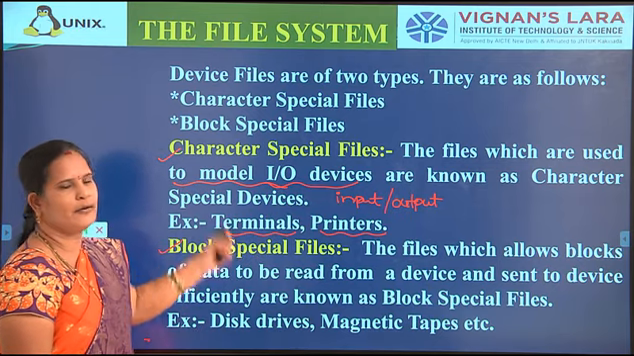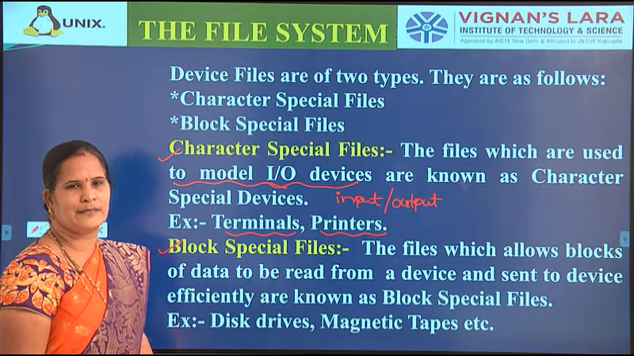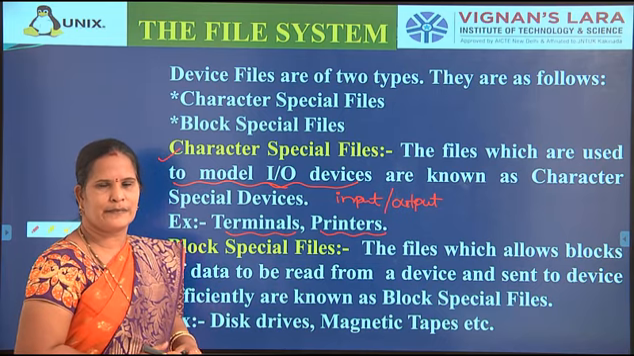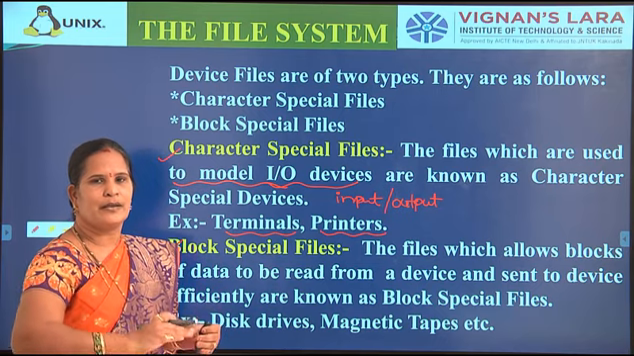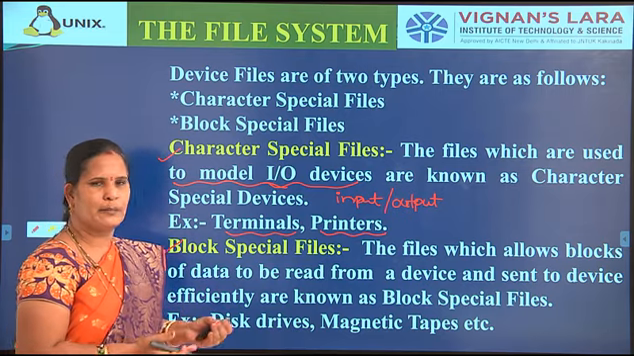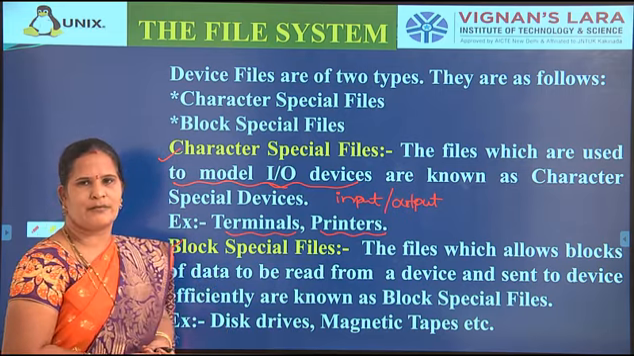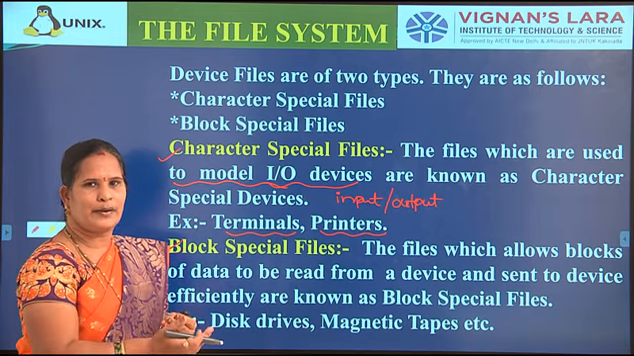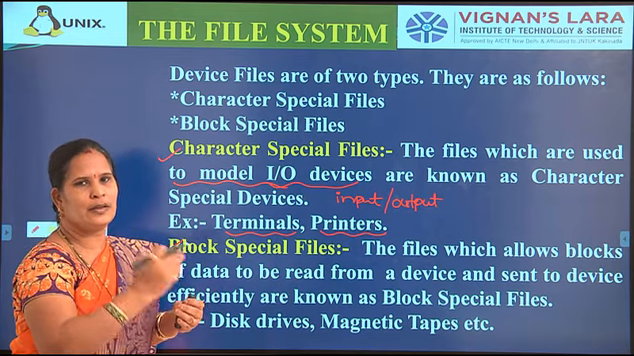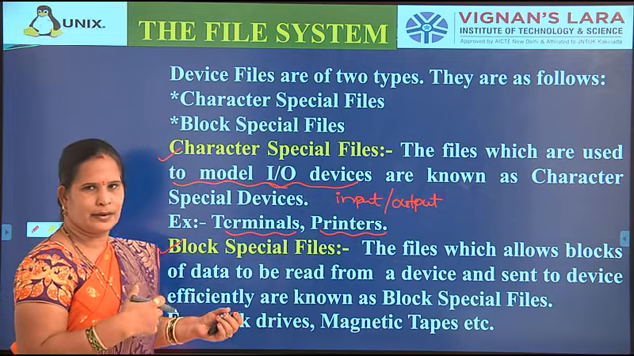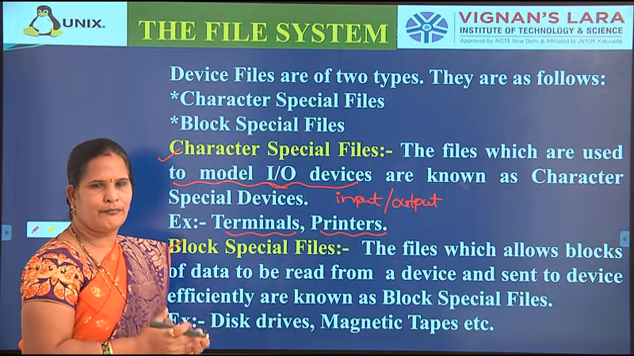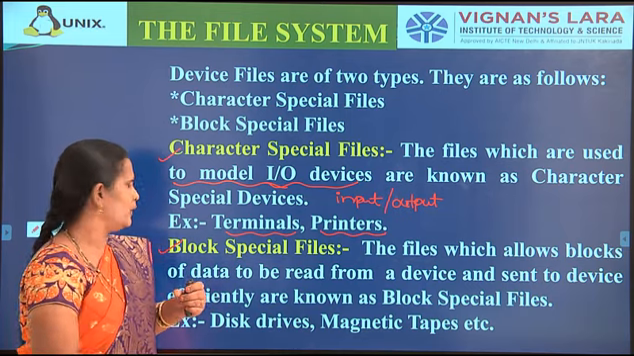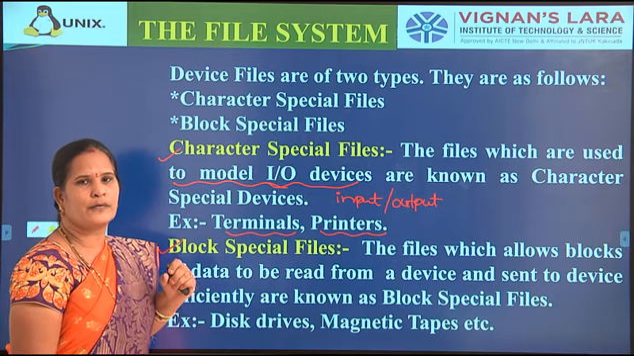And the second category of device file is block special files, meaning files which allow a block of data to be read from a device. Similarly, a block of data can be sent to a device. For example, a pen drive is also an example of block special files. We can read a block of data from a pen drive, and similarly we can send a block of data to the pen drive. So whenever there is a need to read a block of data from a device, or send a block of data to a device, that can be considered a block special file.